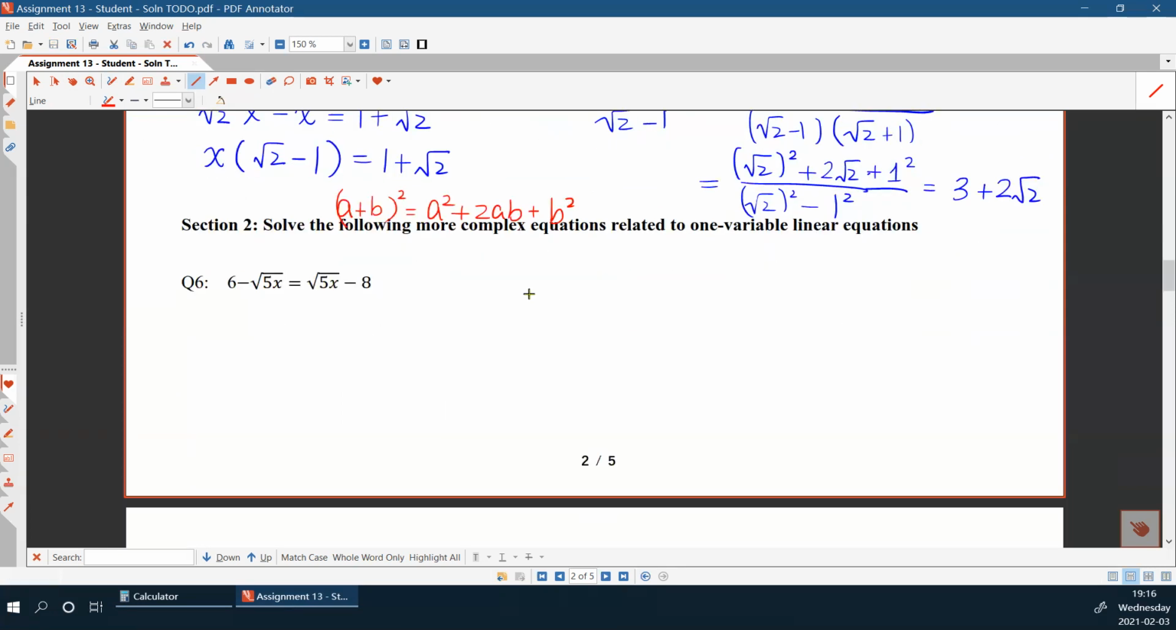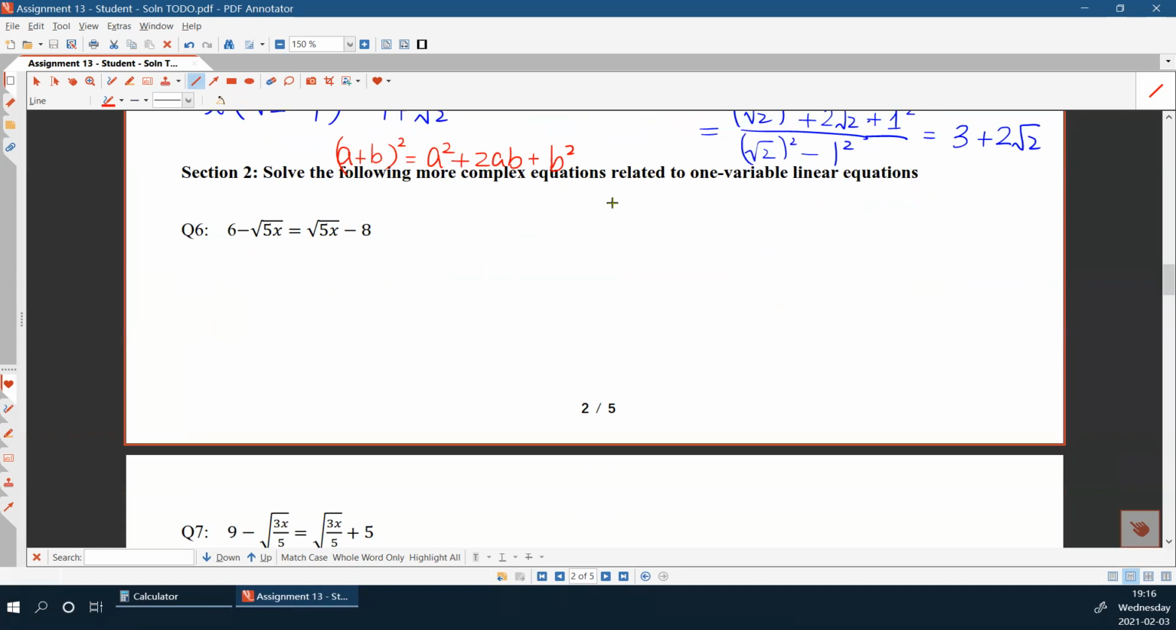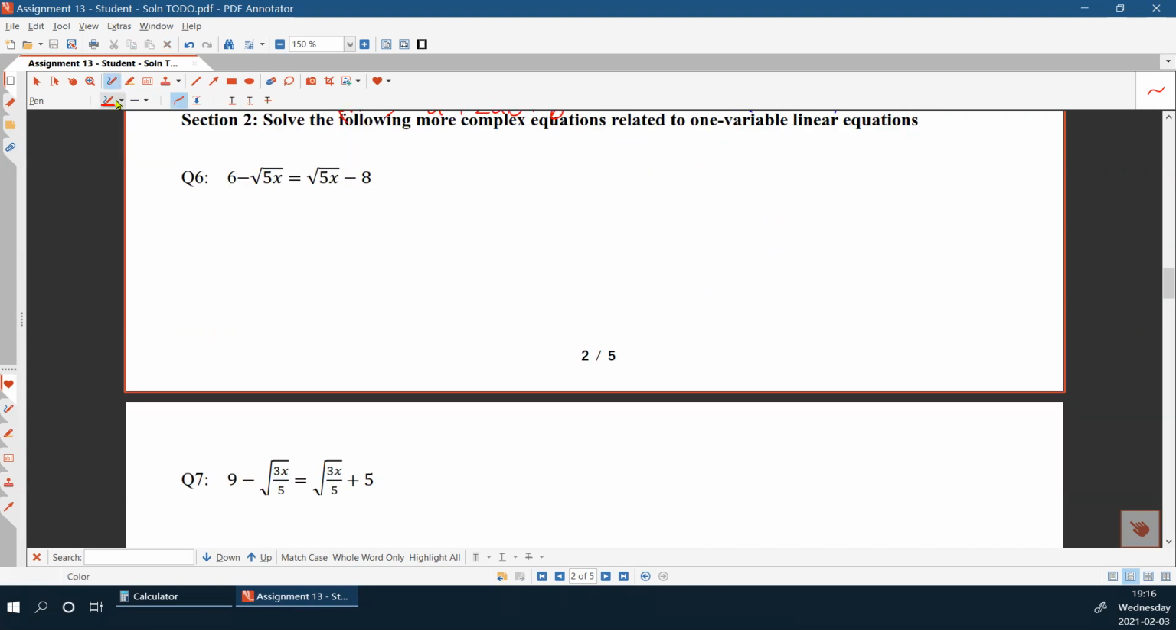Section 2 is about some more complex equations related to one variable linear equations. But in essence, they are actually equivalent to one variable linear equations. Okay, let's have a look at them. Question 6. Again, we have square root 5x on the left-hand side and square root 5x on the other side, right? So you can consider merging them.